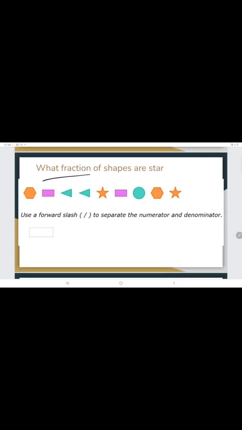What fraction of shapes are stars? You can see there are only 2 stars. So the numerator is 2. And there are 1, 2, 3, 4, 5, 6, 7, 8, 9. So there are 9 shapes given below. So the denominator is 9. So the answer is 2/9, guys. So let's go to our next question.